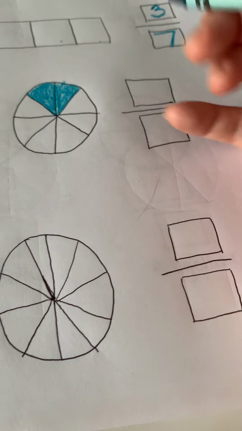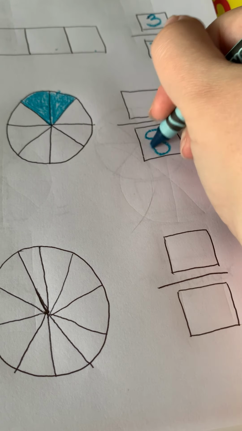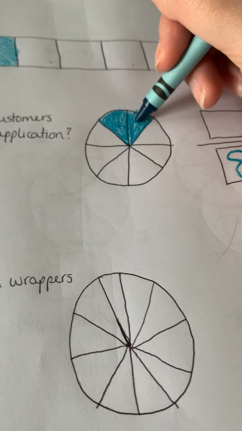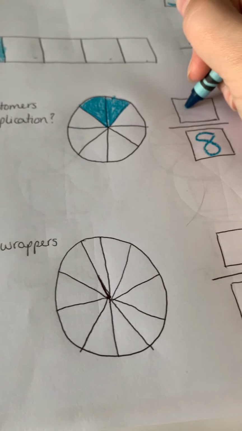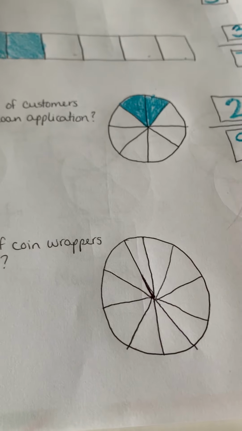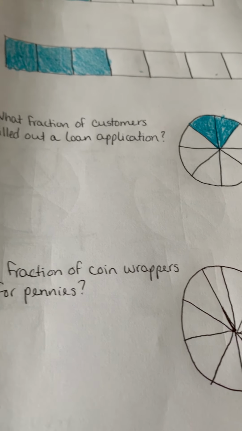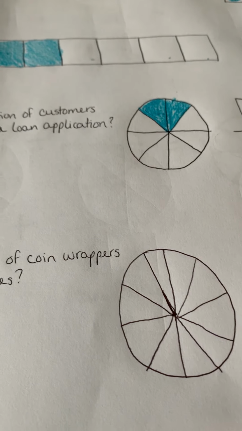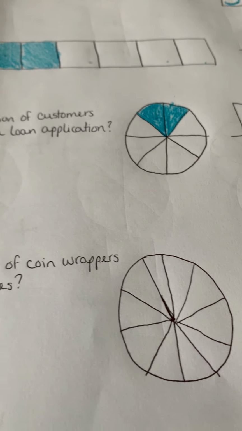Okay, and if you remember, we had a total of 8 customers, and we colored in 1, 2 pie slices. Okay, so what fraction of customers filled out an application? 2 out of 8.